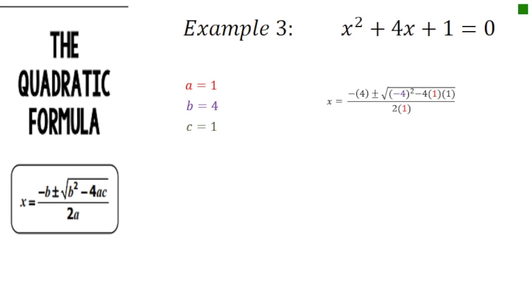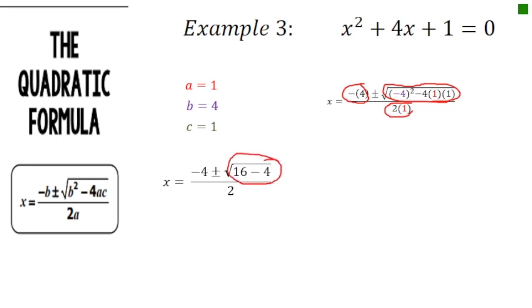All right, continuing here. Now we solve the 3 separate sections. We get -4, we get 16, that's -4 squared, and then -4 times 1 times 1 is 4. And we're going to divide that by 2. Pause here if you need to. All right, now we need to do the inside. 16 minus 4 comes out to be radical 12.